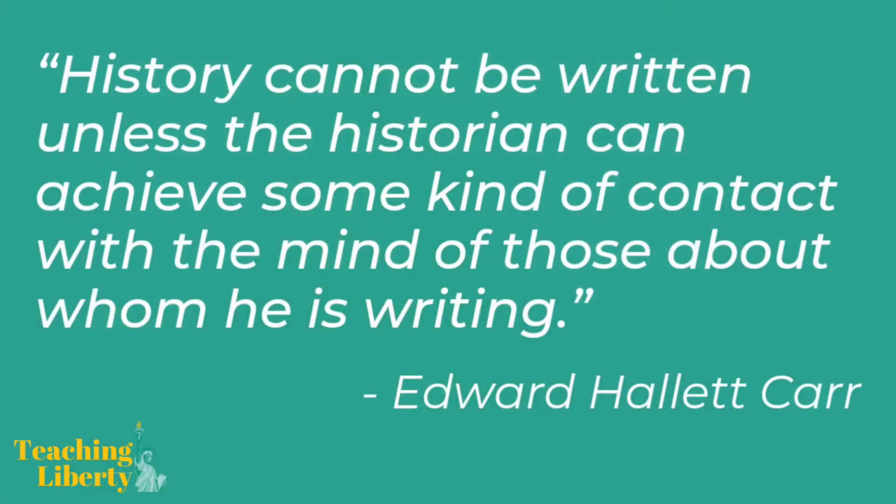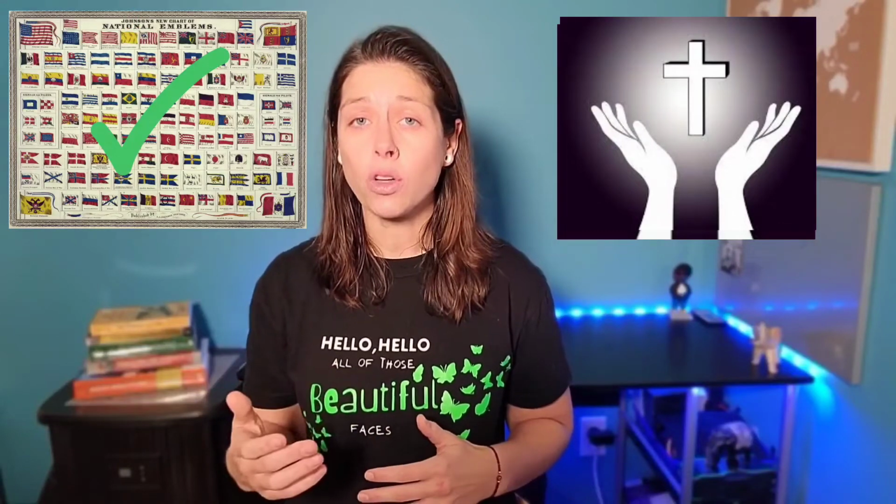Another E.H. Carr quote I often turn to from that same chapter in his book, What is History?, goes like this. History cannot be written unless the historian can achieve some kind of contact with the mind of those about whom he is writing. For example, if you lived during the 19th century and you were taught to believe that it was righteous to kill in the name of your country, but wrong to kill in the name of your religion, it would be difficult for you to enter the mind of somebody living in the 1600s, fighting in the 30 Years' War in the name of religion.